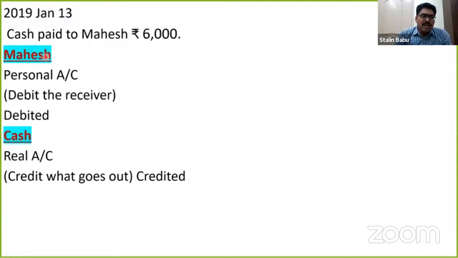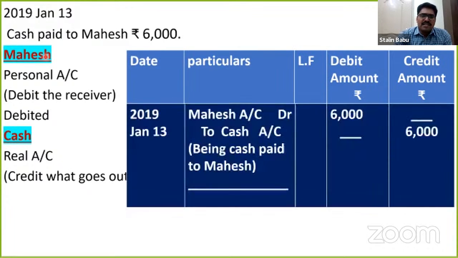So the entry is Mahesh account debit to cash account. What is the amount? 6,000. Right, 6,000 in debit amount column, 6,000 in credit amount column. Date is January 13.